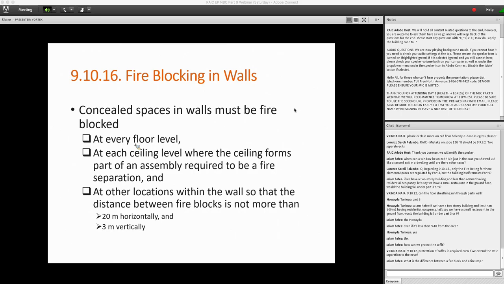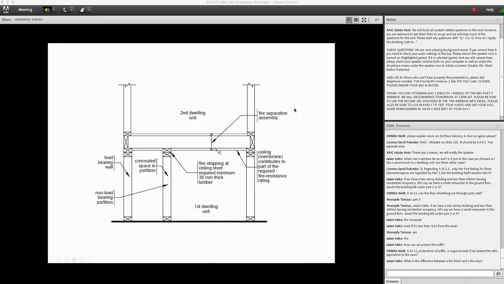Again, the intent of these requirements is to limit the potential for a fire to spread through the concealed spaces to other areas of the building. So as an illustration, we fire block the wall at the floor level, as you can see, and where you have a ceiling that forms part of an assembly required to be a fire separation with a fire resistance rating, you also fire block at the ceiling level.